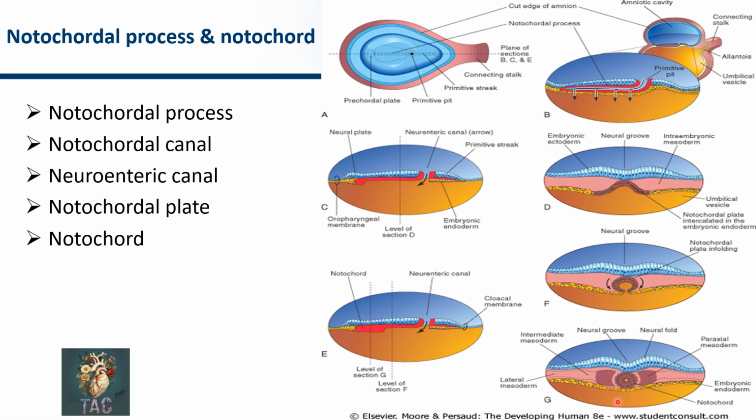the long axis of the embryonic disc, and it detaches from the endoderm, and the endoderm over here is complete again, and this notochord is complete, and it is now called the notochord. So in this diagram you can also see the neural groove and neural plate formed.